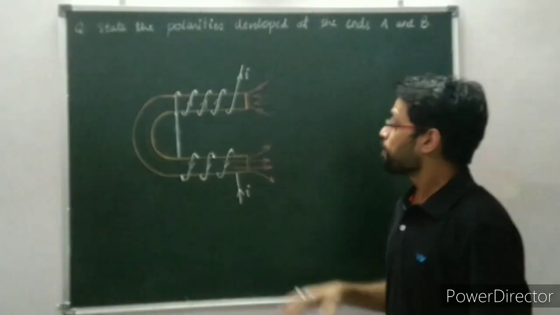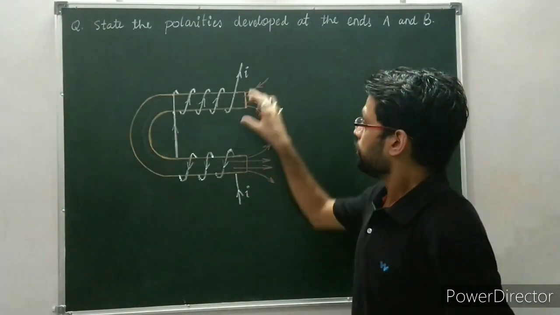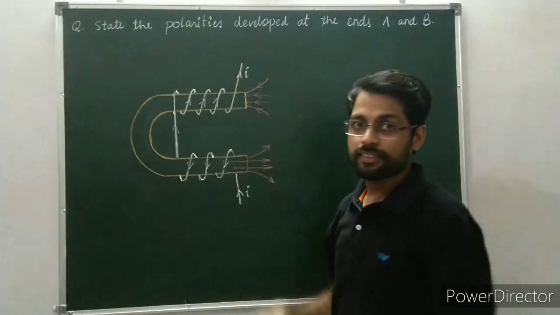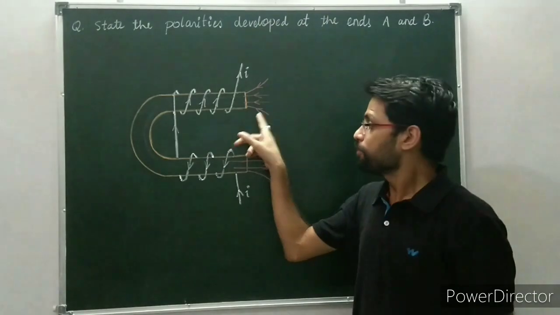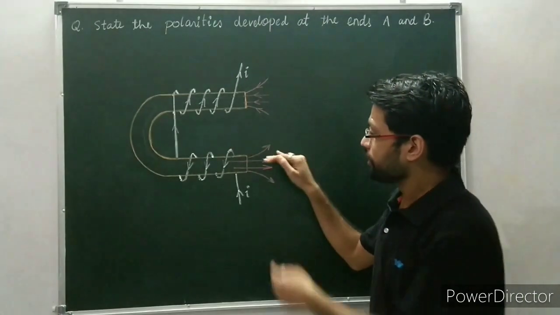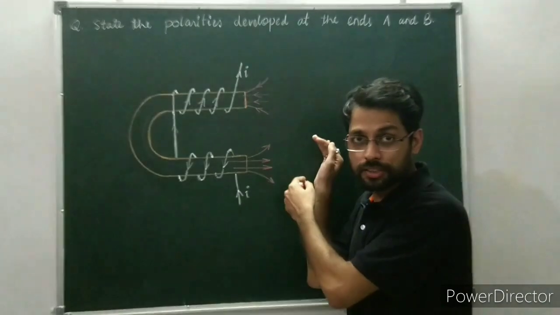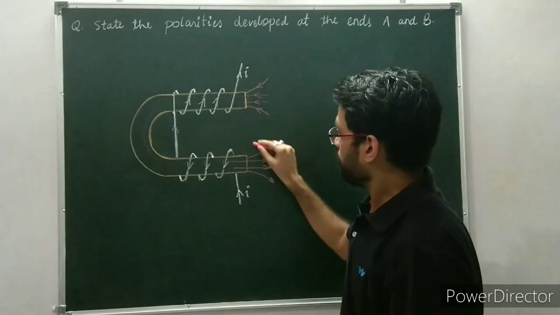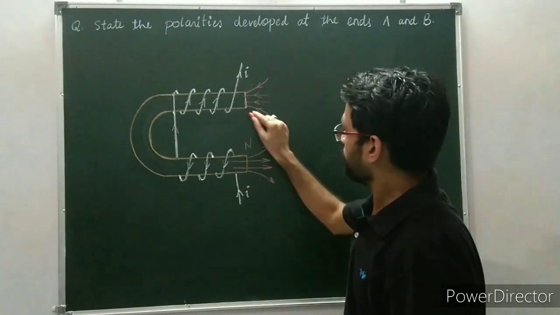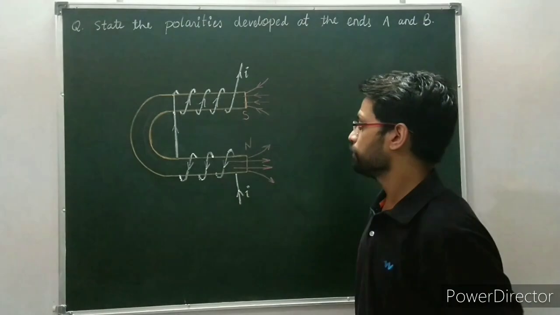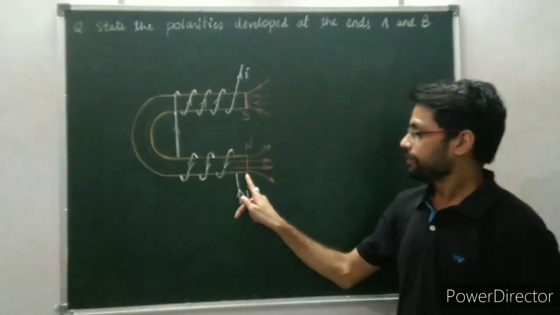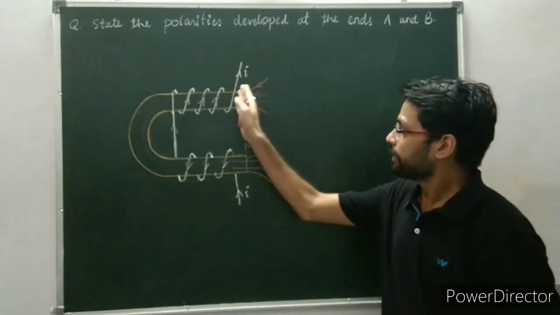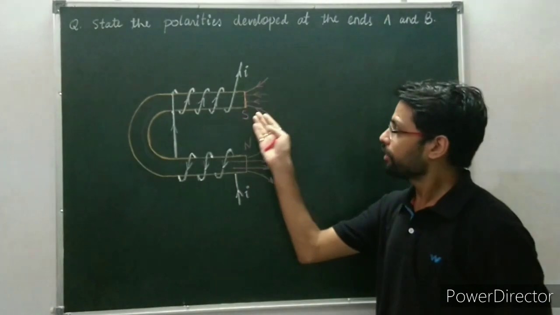As we know that the end where the magnetic field lines enter is known as the south pole, and the end where the magnetic field lines emerge is known as the north pole. So this end becomes north and this end becomes south, because at this end the magnetic field lines are emerging, and at this end the magnetic field lines are entering.